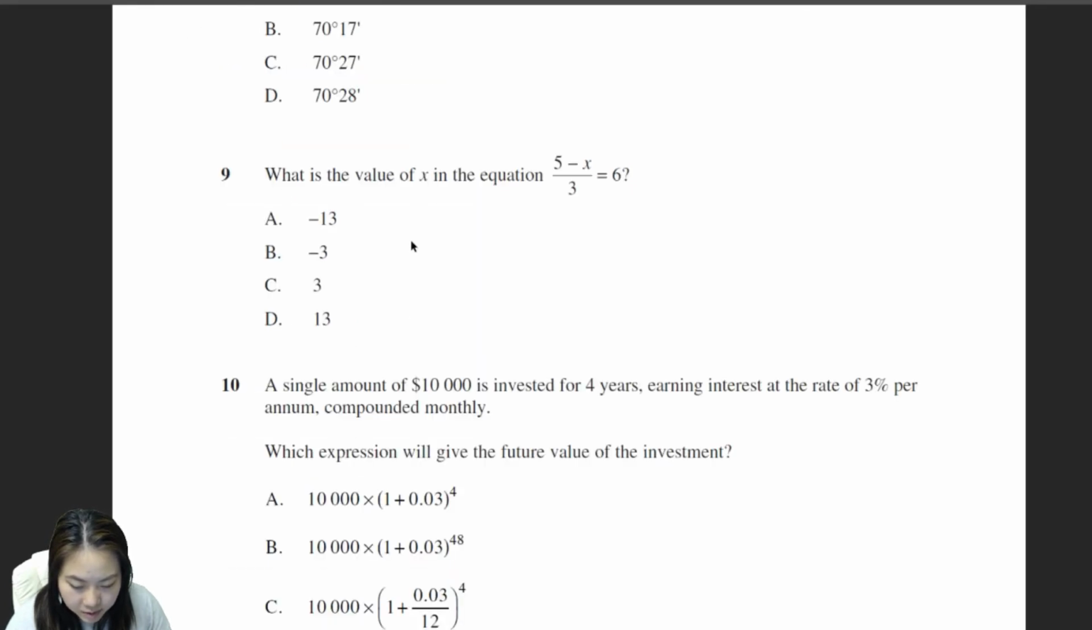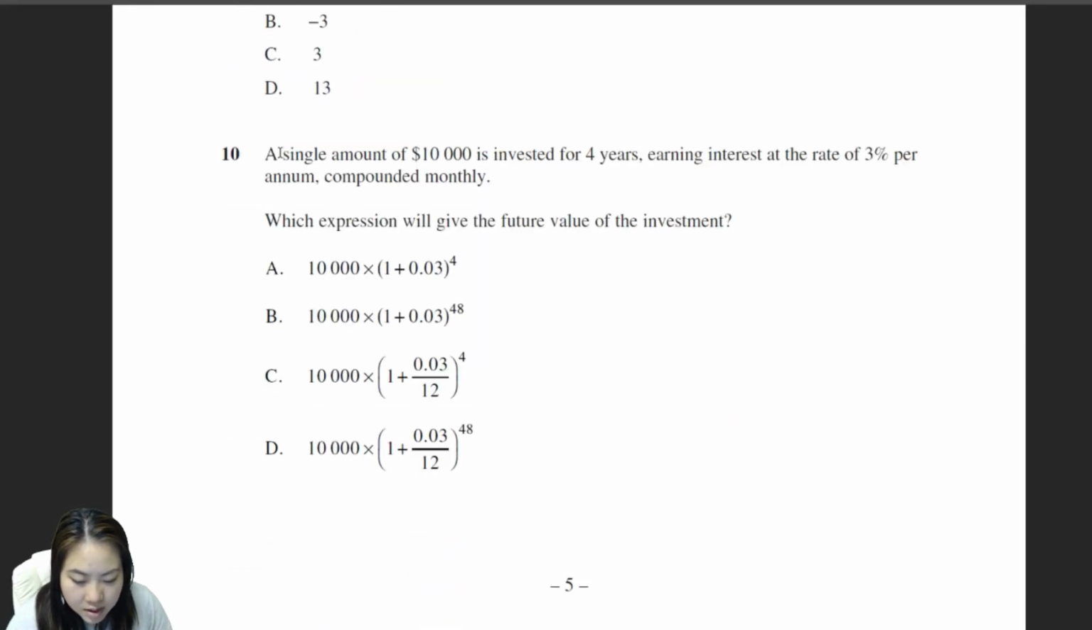Yeah. Good. Number 10. A single amount of $10,000 is invested for 4 years, earning interest at the rate of 3% per annum compounded monthly. Which expression will give the future value of this investment?